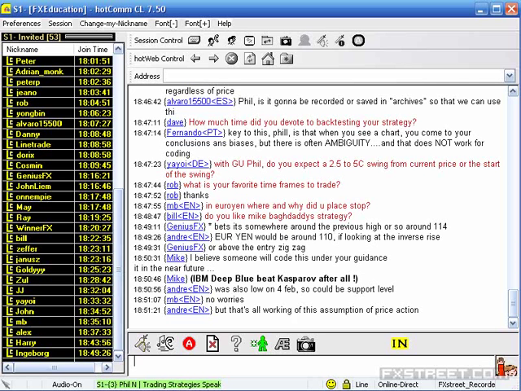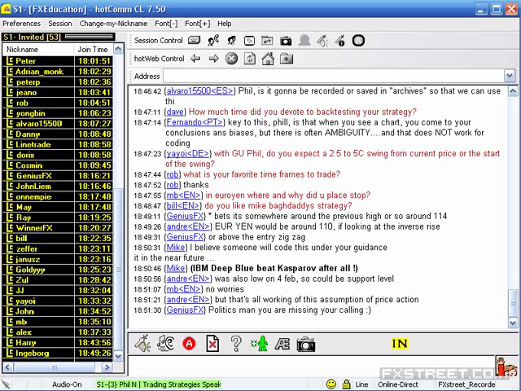So do I expect a 2 to 5 cent movement on the pound dollar? Yes, I do. I expect a 2.5 to 5 cent movement. That's what we've just been through.